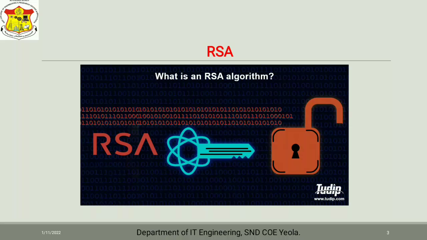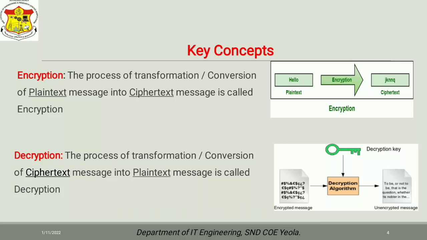Now the next question comes to our mind. What is encryption? Encryption is the process of transformation or conversion of a plain text message into ciphertext. In simple words, encryption means conversion of a plain text message, that is a readable message, into a non-readable message. Non-readable message means coded message or ciphertext.